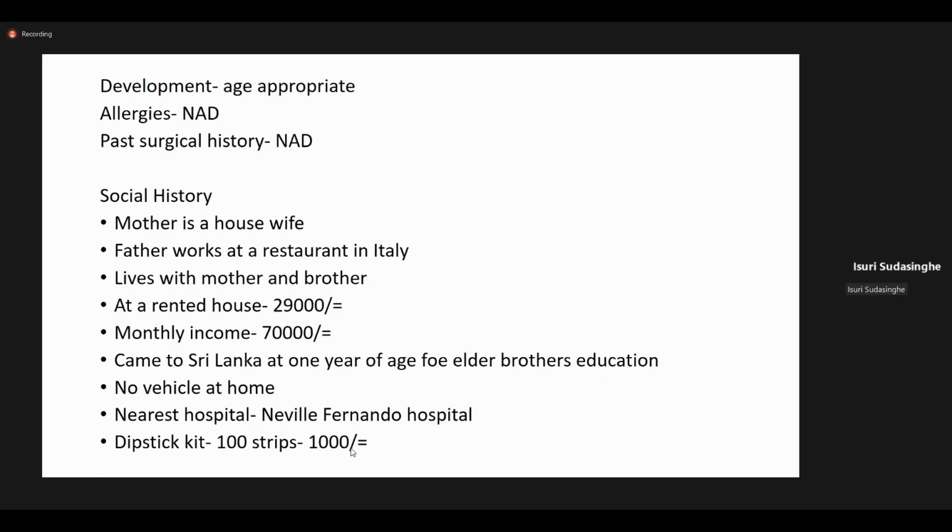The nearest hospital is Neville Fernando Hospital. Initially, mother used urine dipstick kit to check for urine protein, which contains about 100 strips, which cost around 1,000 rupees. But now she knows how to detect urine protein through the heat test.